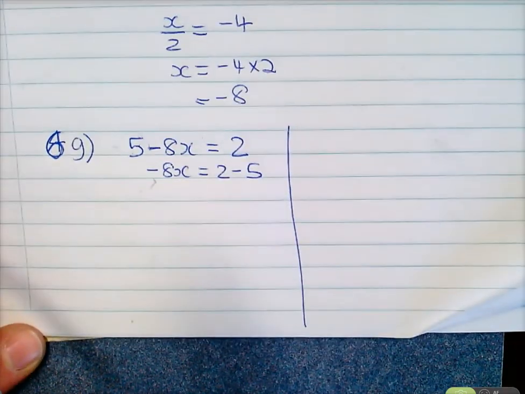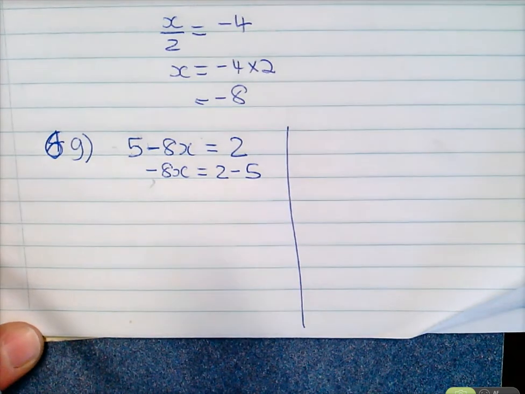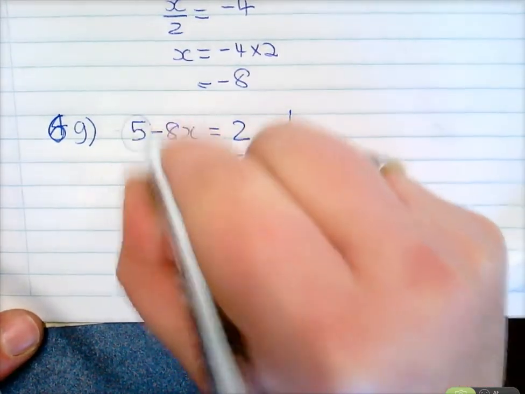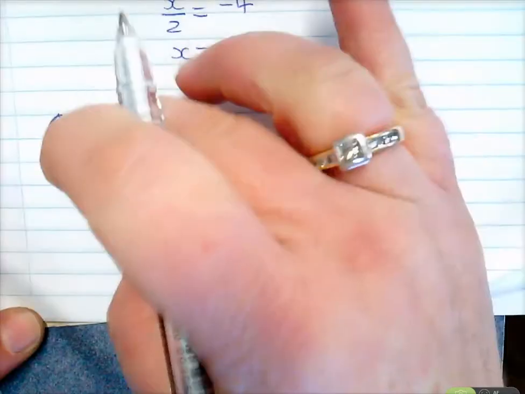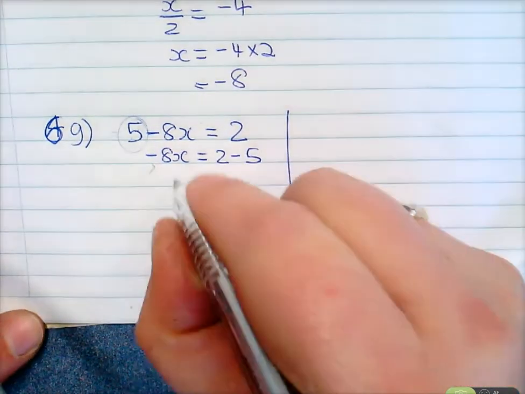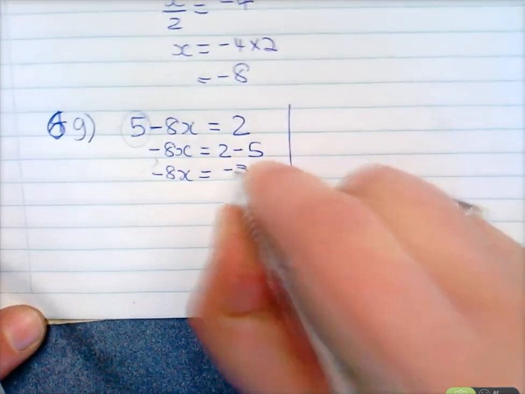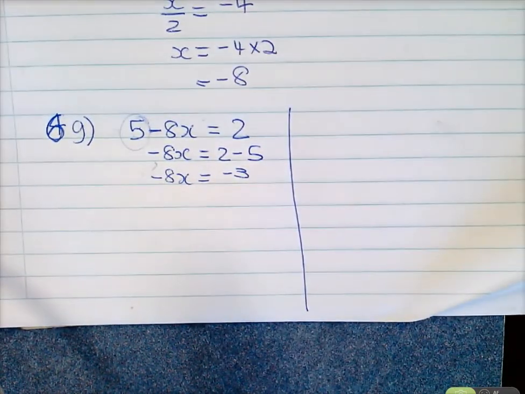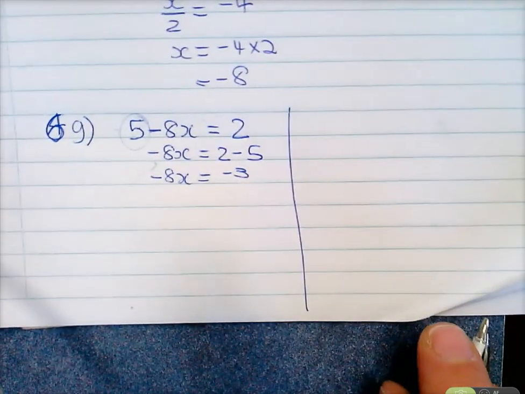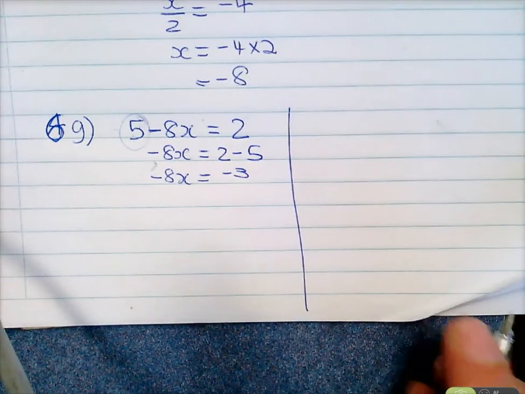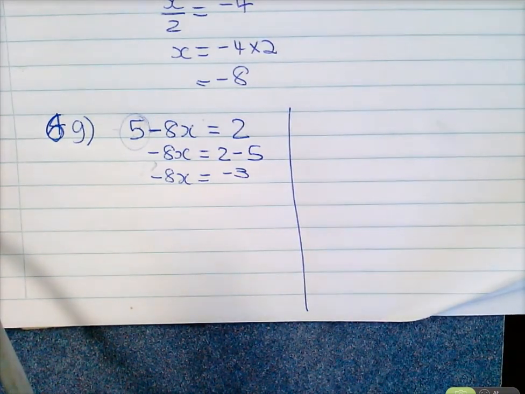I would not do it this way myself. I'm not going to do it this way. Just wait. I don't want to do it this way. So you're picking up this 5 because it's a positive. It goes to the other side, it's minus 5. So I'm left with minus 8x equals what? Now, that means x times negative 8. What's the opposite of timesing by negative 8? Dividing by negative 8.